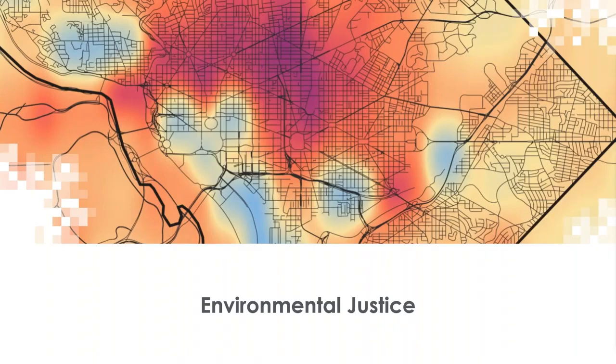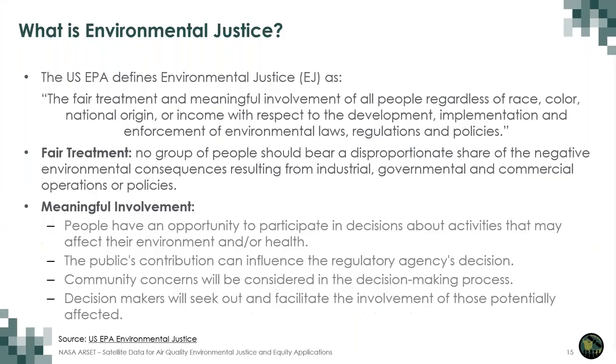So to start this session, we need to understand, what do we mean when we use the term environmental justice? According to the US EPA, environmental justice, or EJ for short, is the fair treatment and meaningful involvement of all peoples, regardless of race, color, national origin, or income, with respect to the development, implementation, and enforcement of environmental laws, regulations, and policies. Within this definition, fair treatment means that no group of people should bear a disproportionate share of the negative environmental consequences resulting from human activities, including both in the public and private sectors.